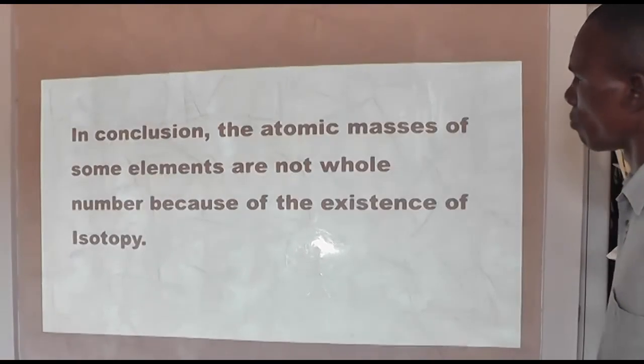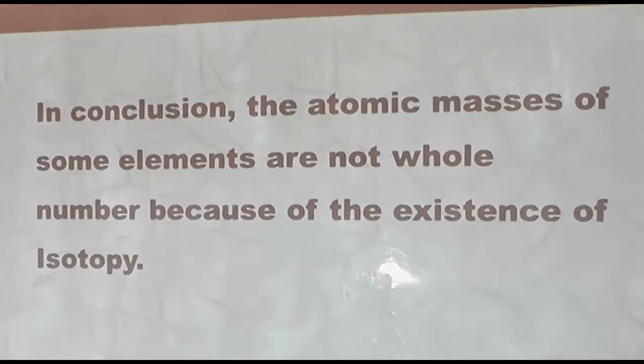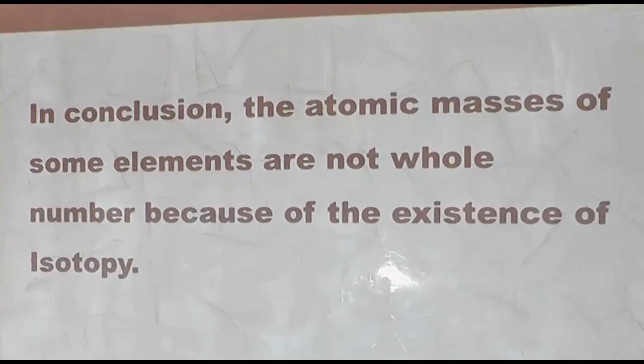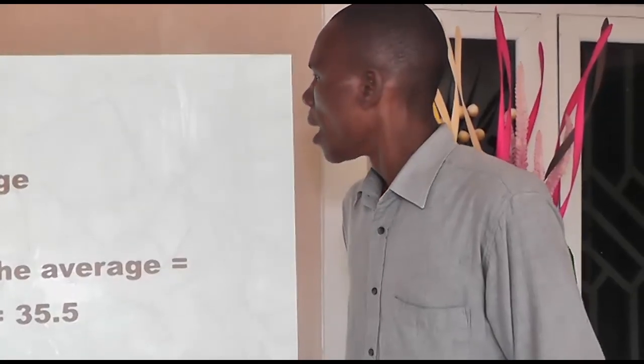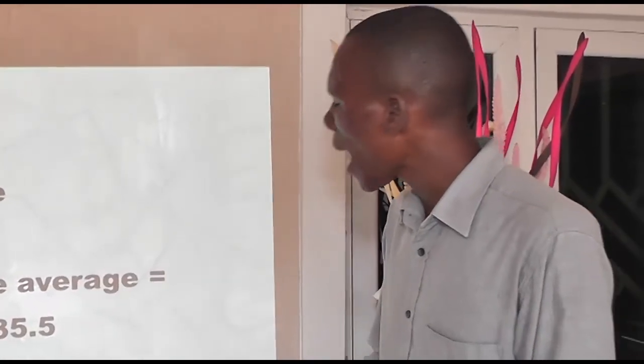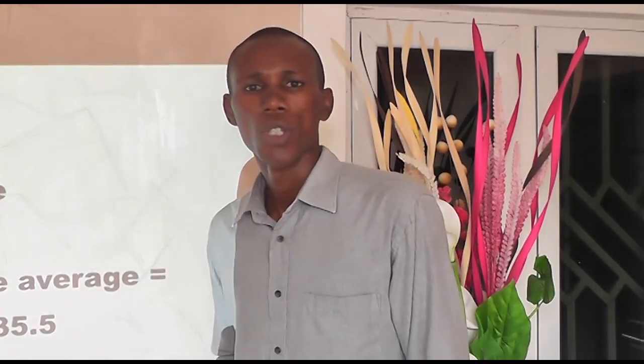In conclusion, the atomic masses of some elements are not whole numbers. This is due to the existence of isotopy. Remember that you can apply this method to any element at all, based on the parameters or data you are given.